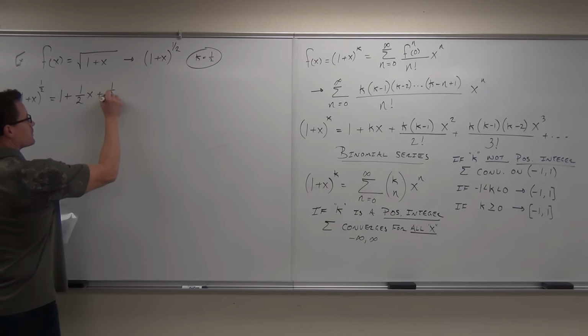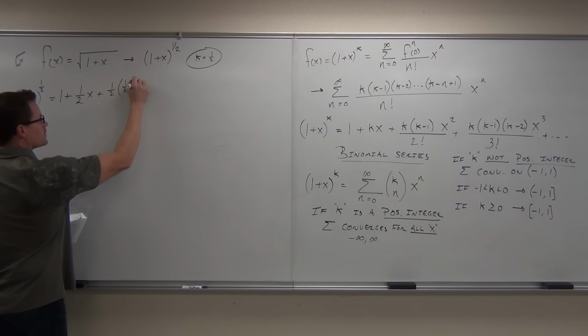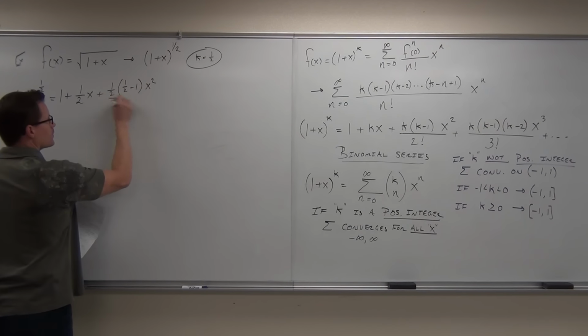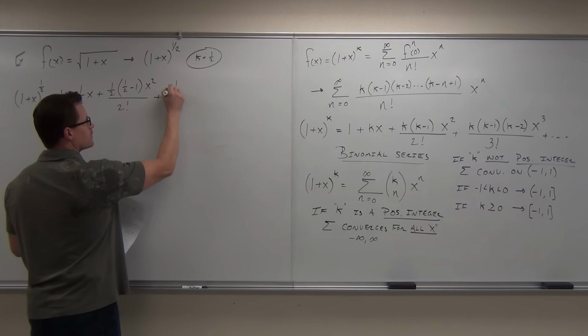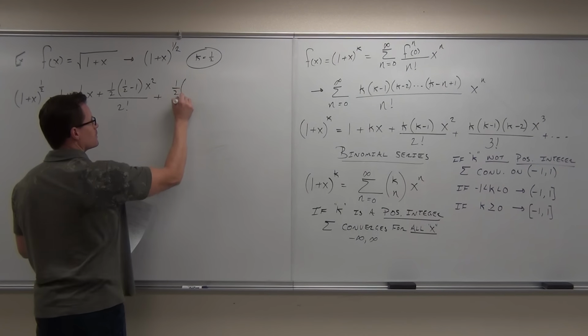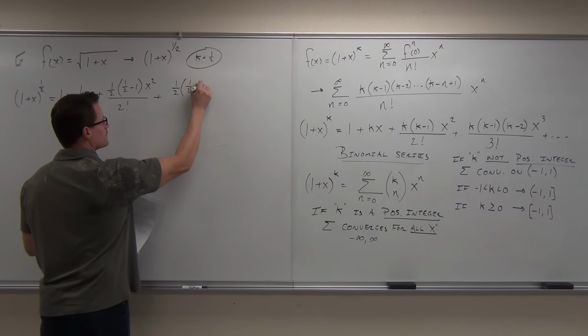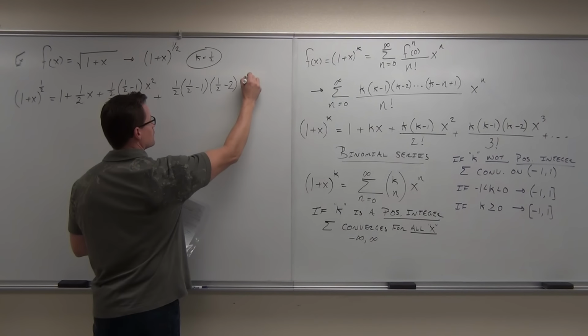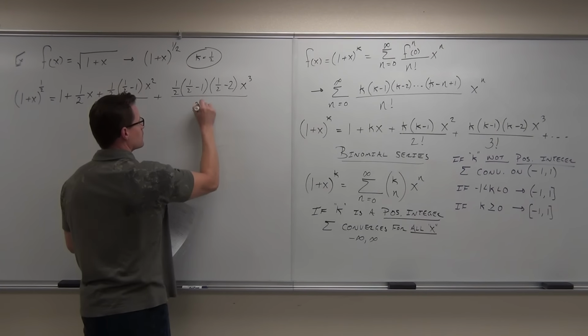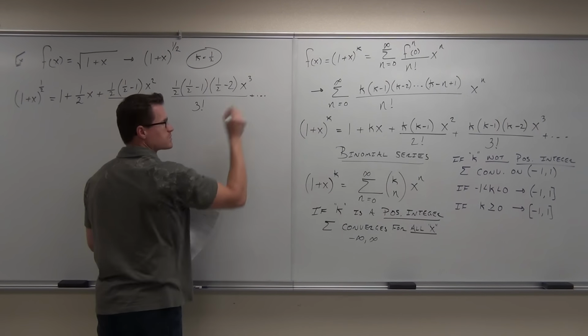So 1/2 times 1/2 minus 1 times x squared all over 2 factorial. Then we have what? 1/2. Very good. Keep going. Times 1/2 minus 1. Times 1/2 minus 2. Times x squared. Could you do the next terms if I asked you to? Yes.